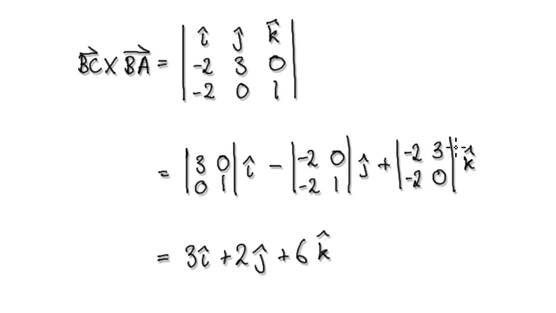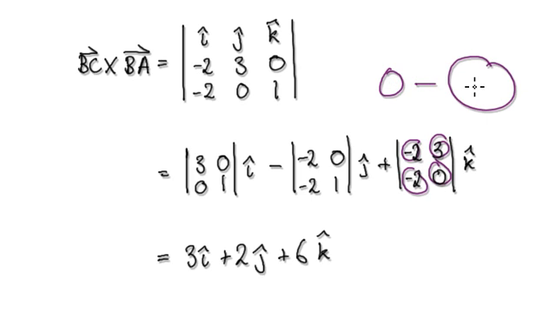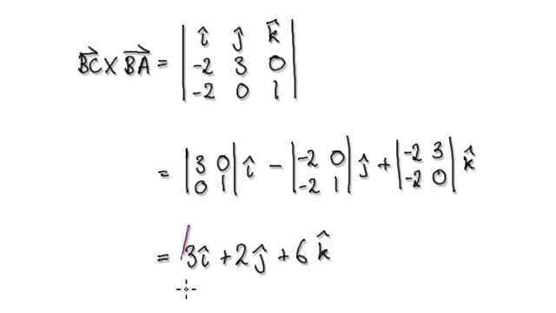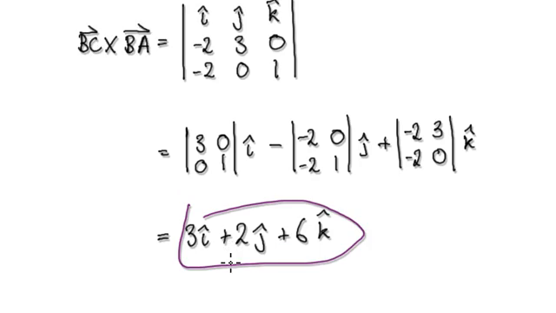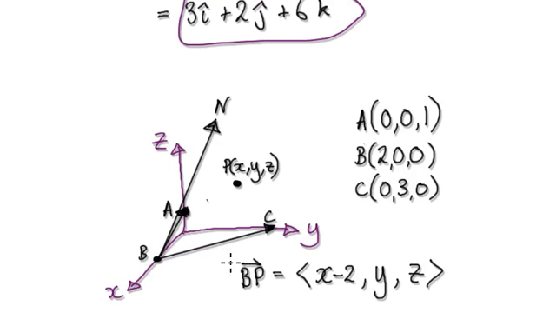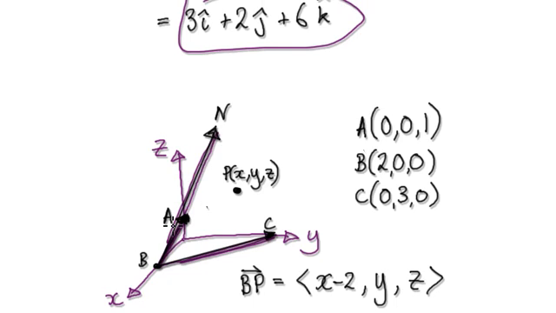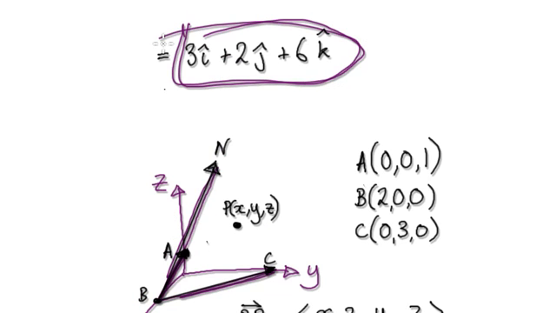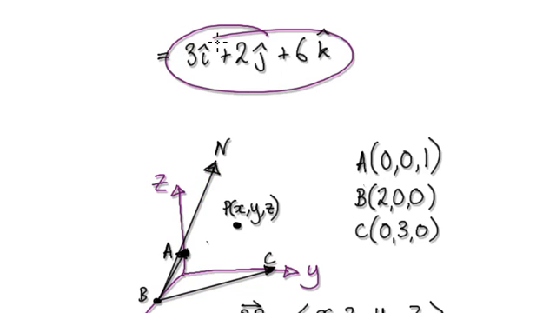hang on, let me think. Yeah, and this times this will be 0. Take away this times this. That will be -6. So that will then give you +6. So that will then give you this. So this is our normal vector. So let's go back a few steps. We've got vector BA. We've got vector BC. Compute the cross product. That will then give us the normal vector, which is this vector here, because we've just computed the cross product.